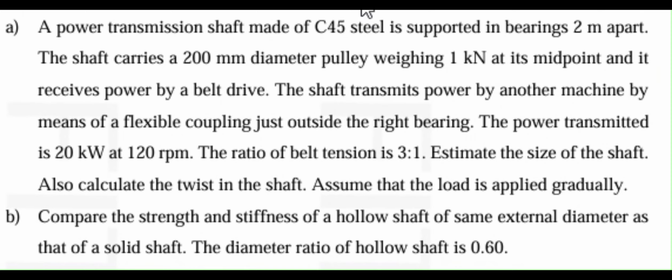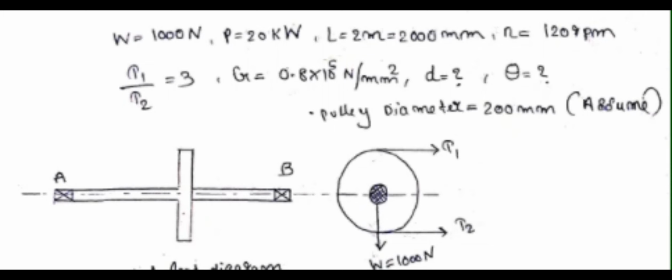Okay, so let's look at the solution part. We have written the given conditions. We have W as 1000 Newton, the power as 20 kilowatt, and the total length between the bearings. Always, L means the length between the bearings. So the bearing to bearing distance is given as 2 meters, that will be 2000 mm. Then RPM, that is 120.